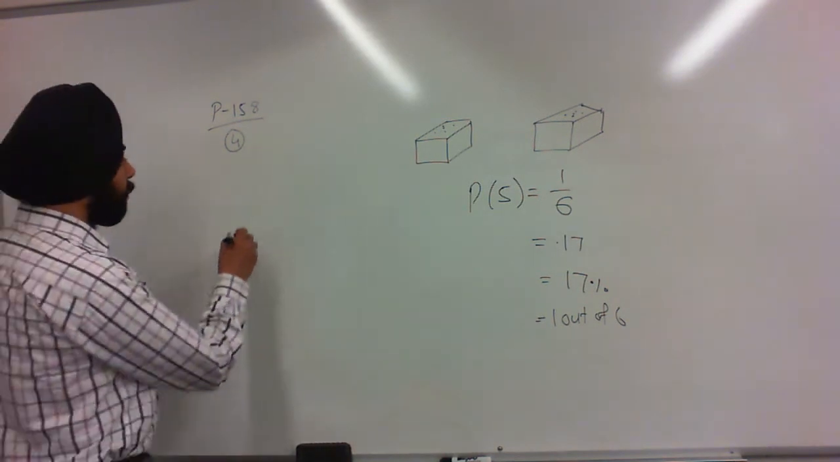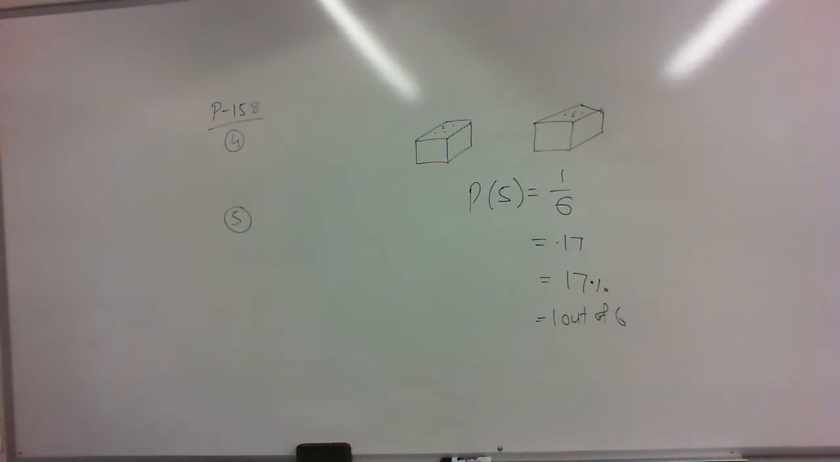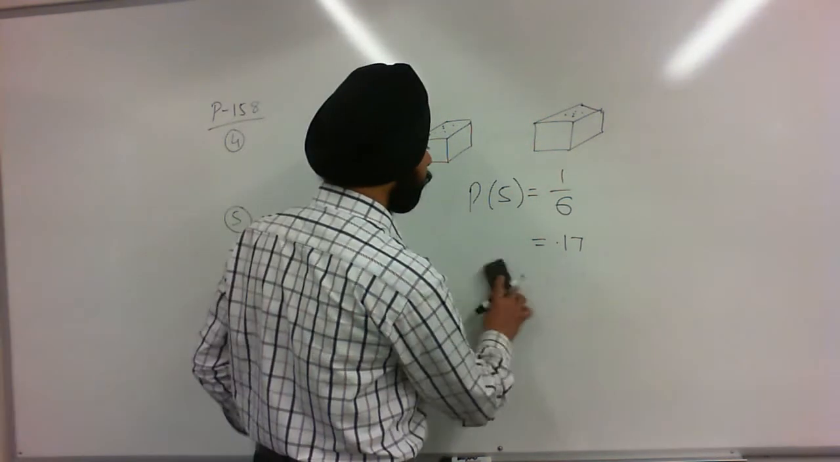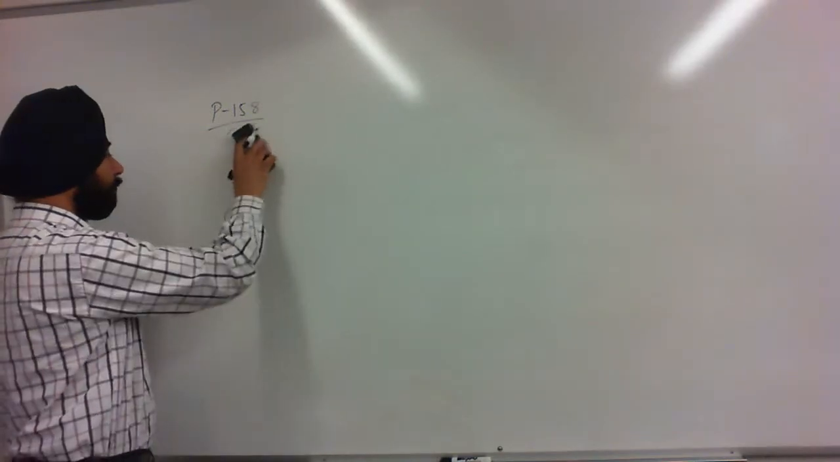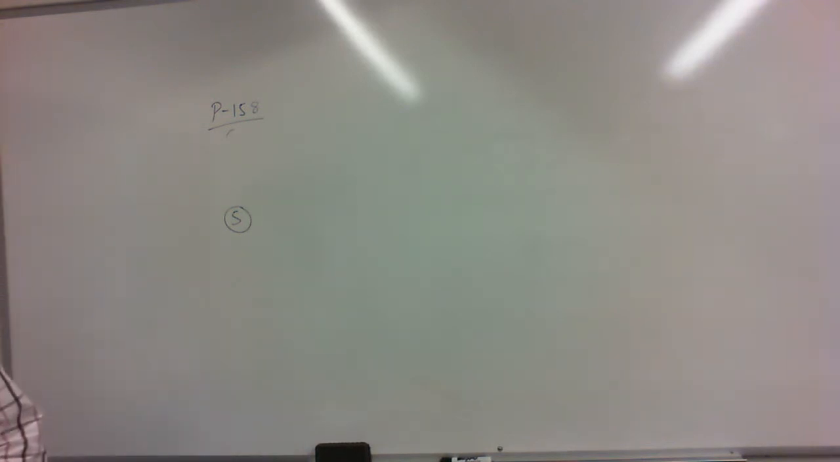Okay, the next question, number 5. Read the question. A family consists of 3 children. If the first 2 are boys, what's the probability that the third is a boy?